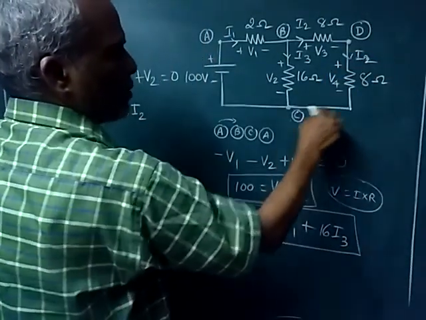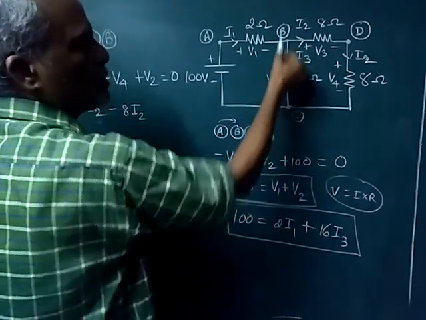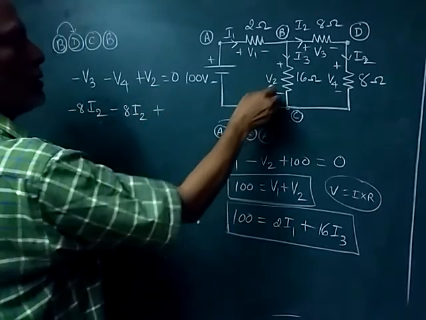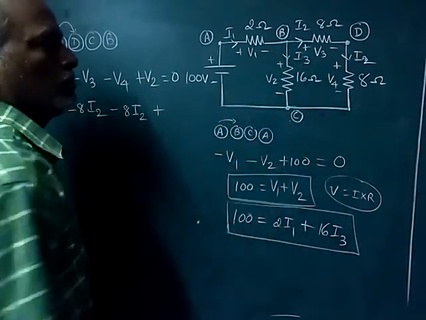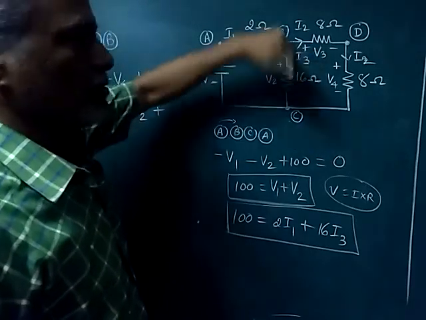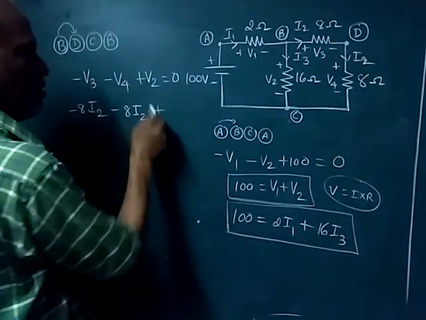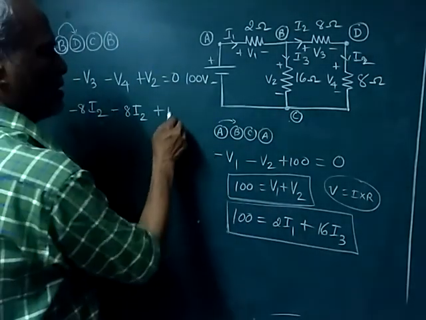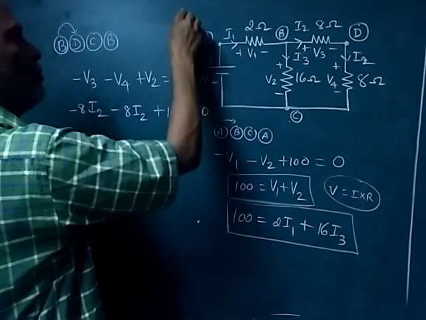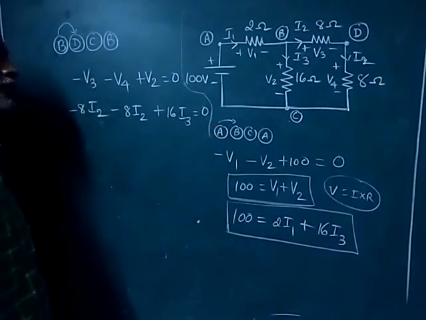So this path is over. Now C to B. You are moving from C to B, minus to plus. So there is a rise in potential. We have already fixed the sign, plus the voltage. So you just multiply I3 into 16. No need to check direction and all, we have fixed polarity, everything. So plus 16 into I3 equal to 0. Now we have framed another equation.